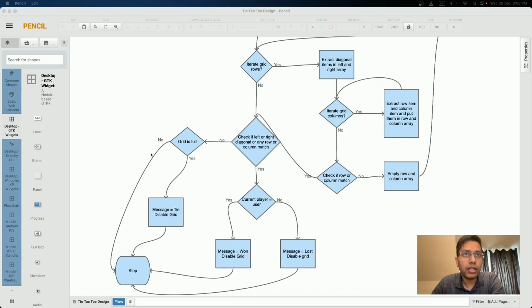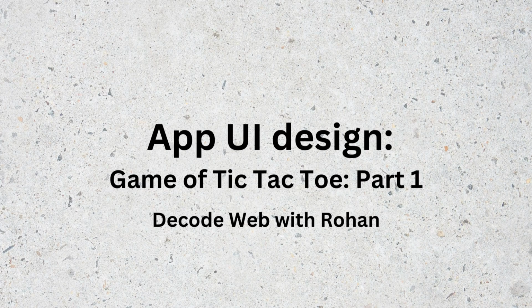If left or right diagonal or any row or column doesn't match, then we will check if the grid is full or not. If it is full, then we will set message as tie and then disable the grid. Otherwise, we will stop the process.